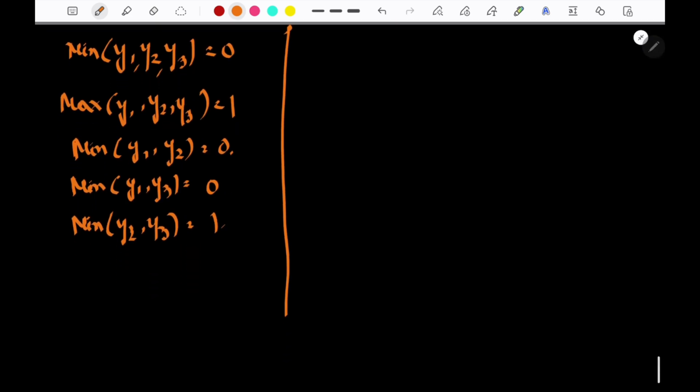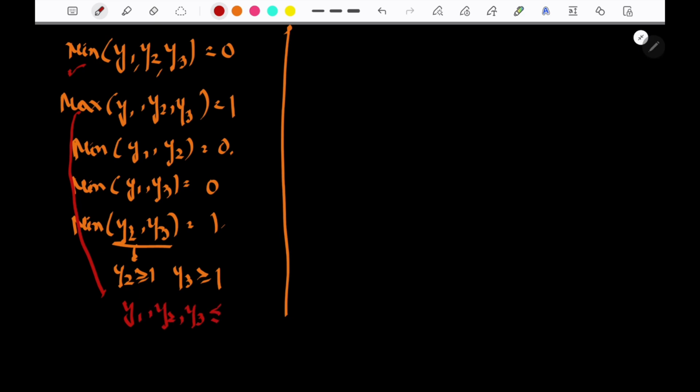So how to conclude? Now minimum of y2, y3: y2 is greater than or equal to 1, y3 is greater than or equal to 1. Again from logical conclusion here, maximum of y1, y2, y3 is 1, so all must be less than or equal to 1. Now if these two conditions are combined, we can say y2 is equal to 1, y3 is equal to 1.